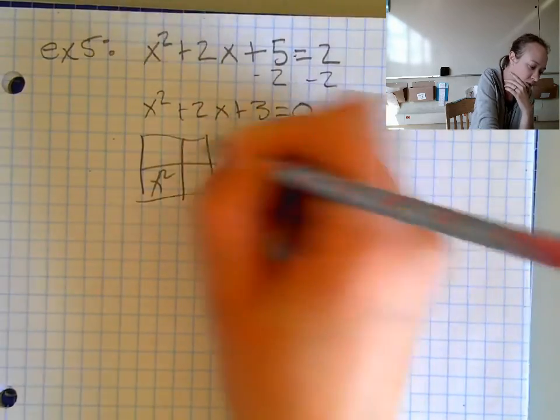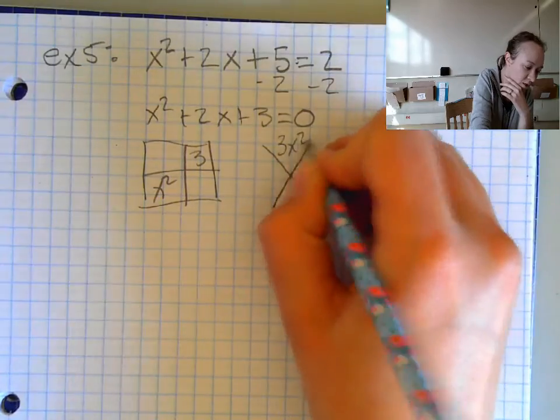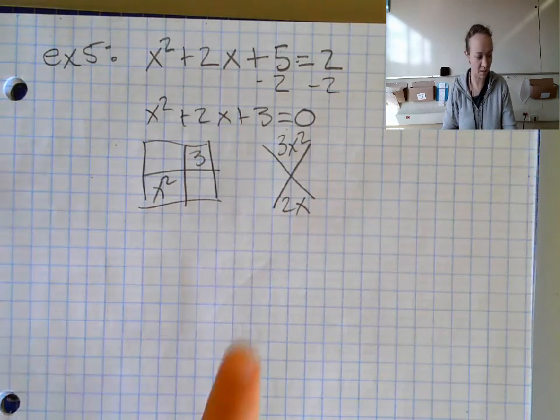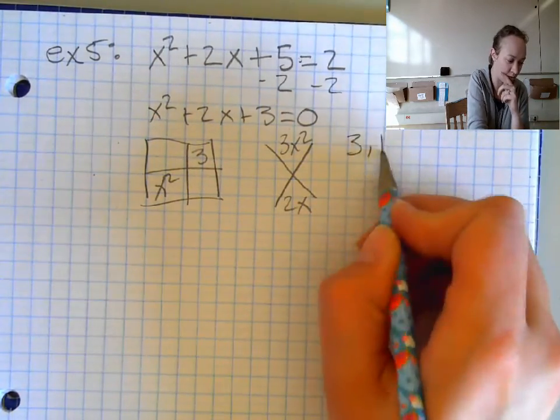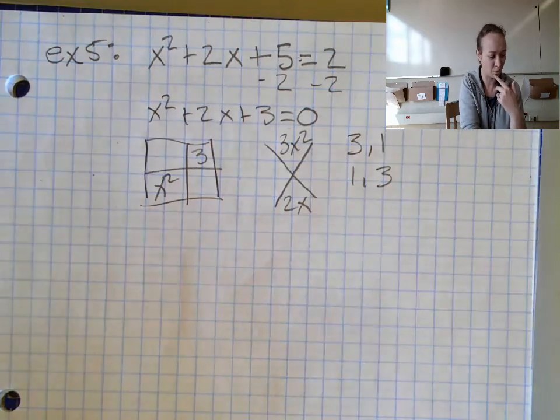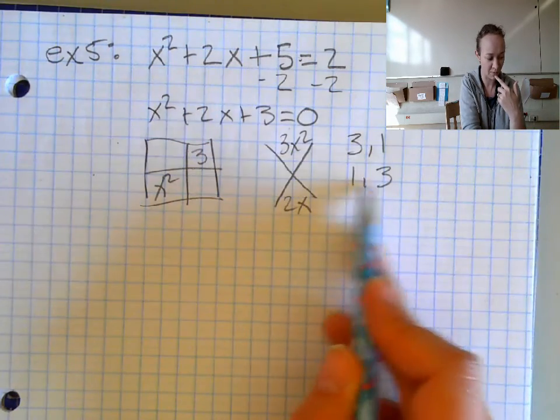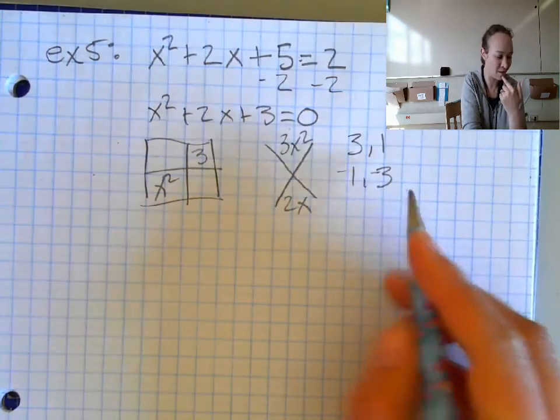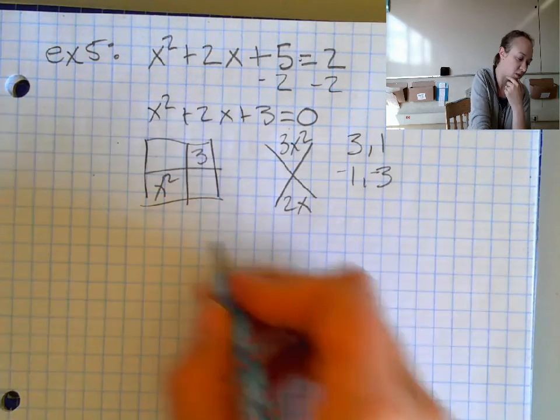X squared, 3, 3x squared, and 2x. So what are 2 numbers that would multiply to 3x but add to 2? Well, in order to multiply to 3, it would have to be 3 and 1, or 1 and 3. There's not really many options there. In order to multiply to a positive, they would either both have to be positive or both have to be negative. But none of those are going to add to 2. So this is not factorable.